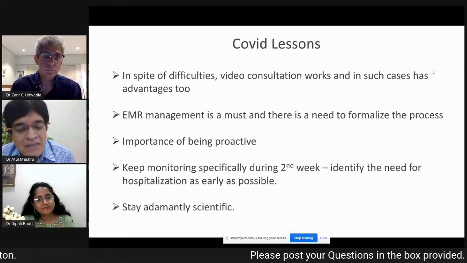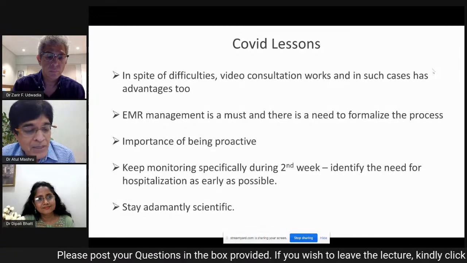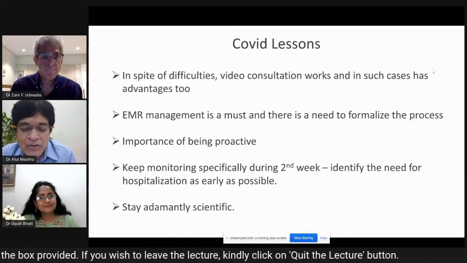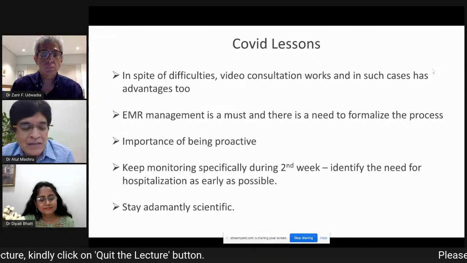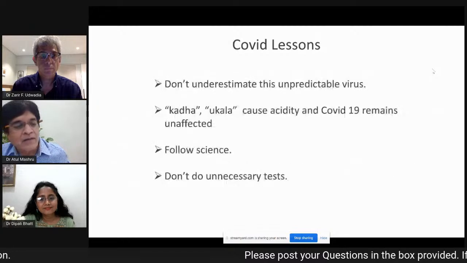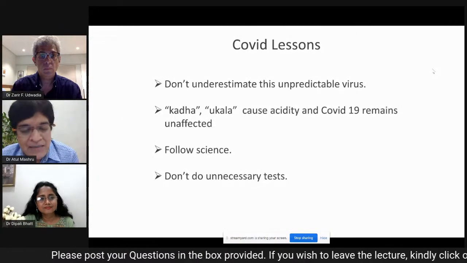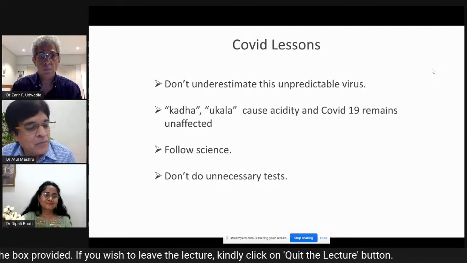EMR management is a must, and there is a need to formalize the process. Be proactive. Keep monitoring, especially during the second week. Identify the need for hospitalization as early as possible. Stay adamantly scientific. Don't underestimate this virus. It is nasty, unpredictable, and may create a storm as the second week begins.